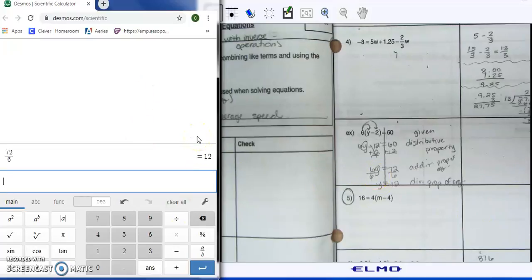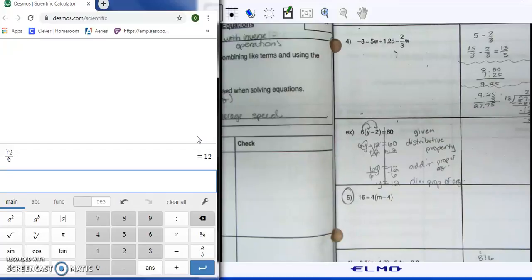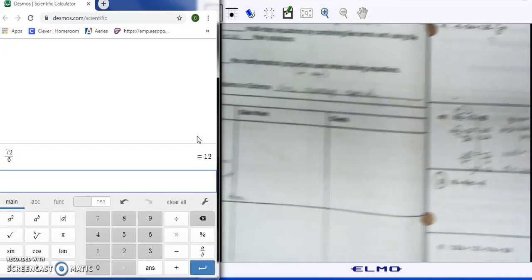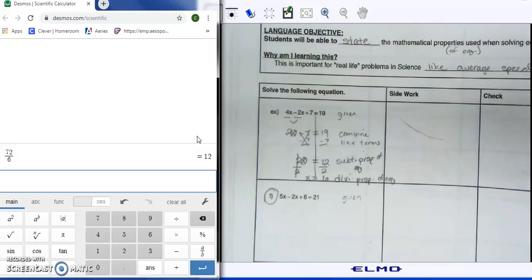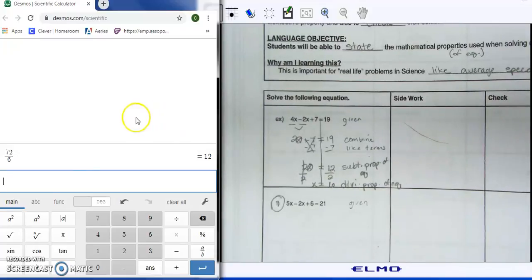The other one I would like you to do by yourself is number 5. So today, all together, I would like you to try number 5 and number 1. Please show me that you know how to do those two problems before moving on to My Open Math. Good luck.